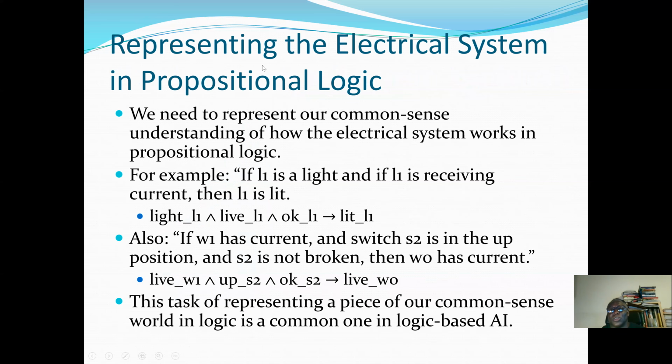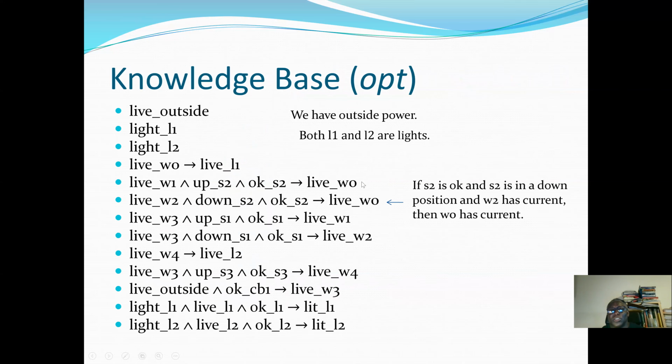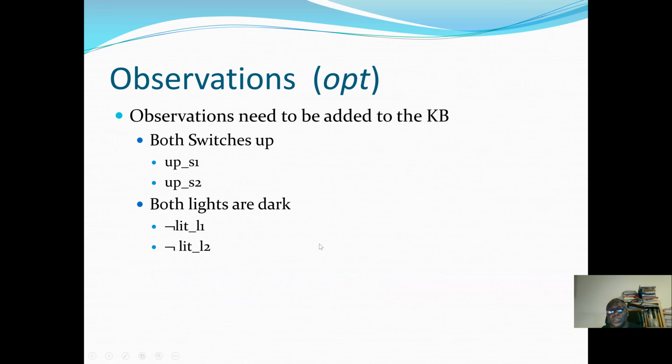So again, this is the concept of electrical system in propositional logic. And these are the knowledge base again. So we have another observation here. Observations need to be added to the knowledge base. Very important. So both the switches can be up, which means S1, S2 is up, or both lights are dark, which means not light L1, not light L2.